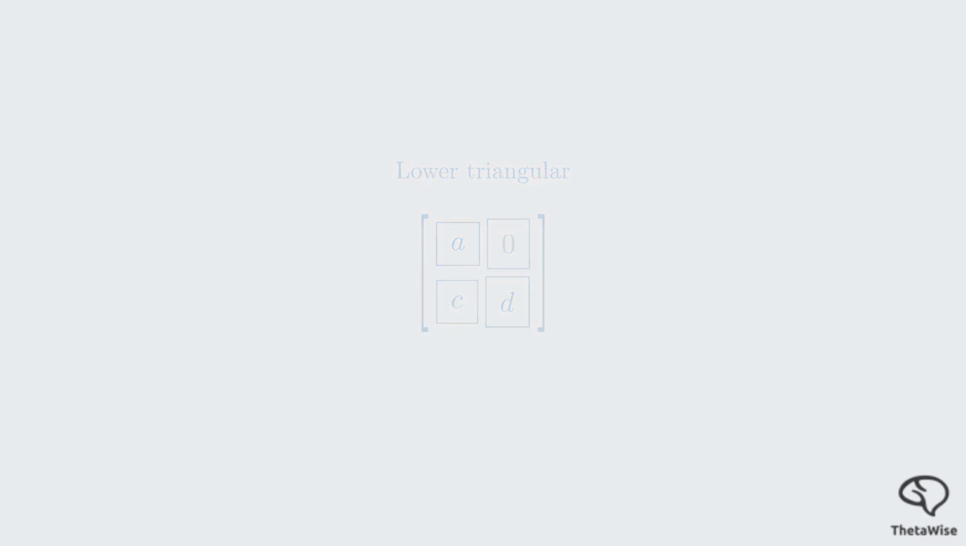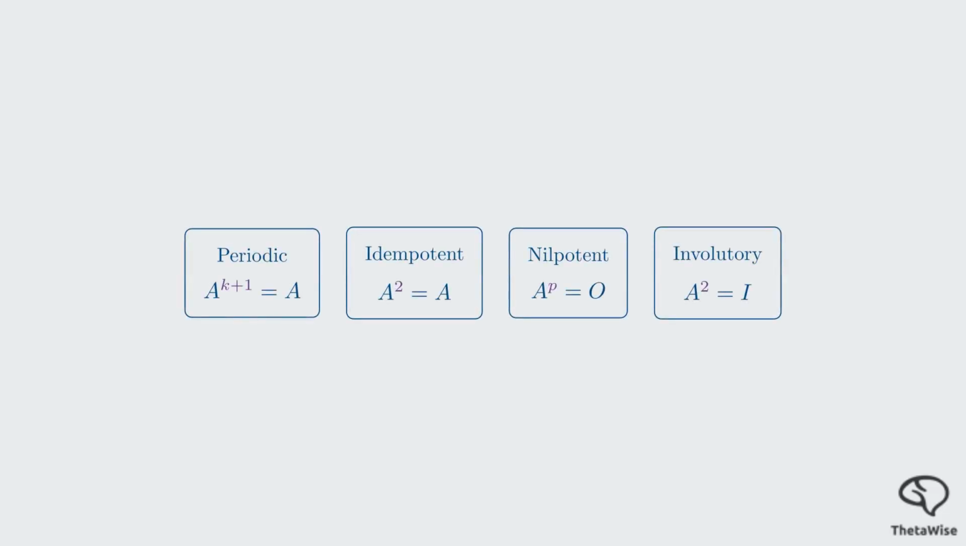The notes also introduce periodic, idempotent, nilpotent, and involutory matrices. A periodic matrix satisfies A to the power k plus 1 equals A. An idempotent matrix satisfies A squared equals A. A nilpotent matrix satisfies A to some positive power p equals the 0 matrix. An involutory matrix satisfies A squared equals I, so it is its own inverse.